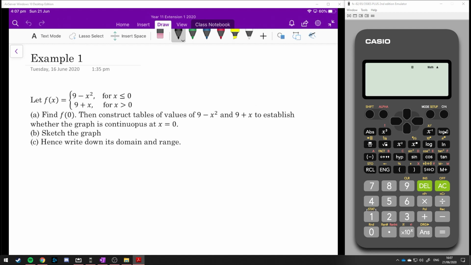So what we're going to do is find f of 0 first, and then construct a table of values to establish whether the graph is continuous at x is equal to 0. We're then going to sketch the graph and hence write down the domain and range. So we'll start off with part A, and it says find f of 0.